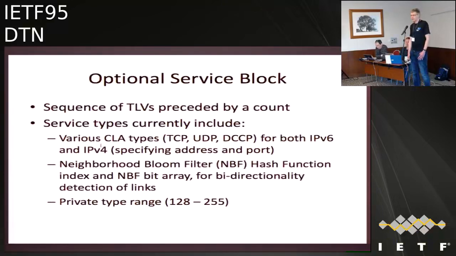The optional service block allows you to do a lot of things that you were just hinting at. Namely advertise additional capabilities of your node. A few have been defined already. The support for all types of CLAs on the node over both IPv4 and IPv6. I've made IPv6 mandatory now, and in the previous version it was IPv4. Thought that it would go better with the IETF these days.